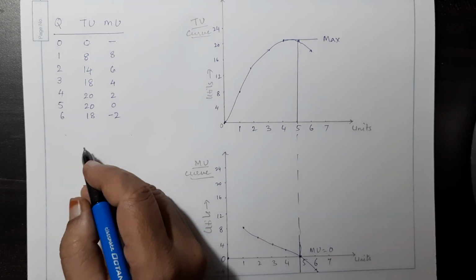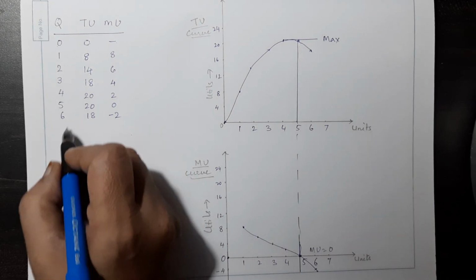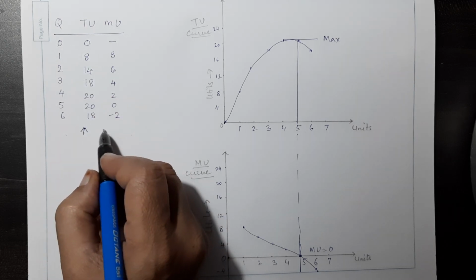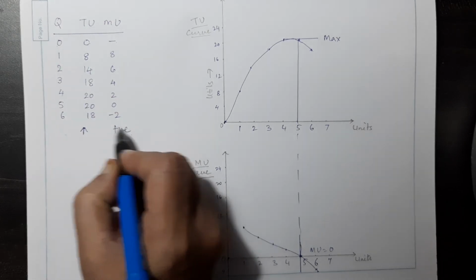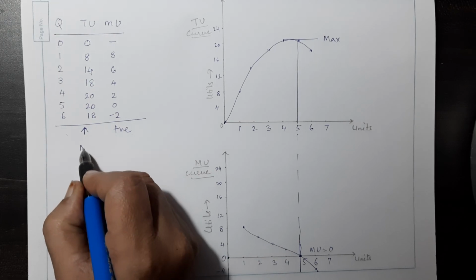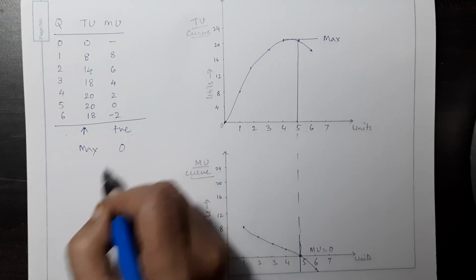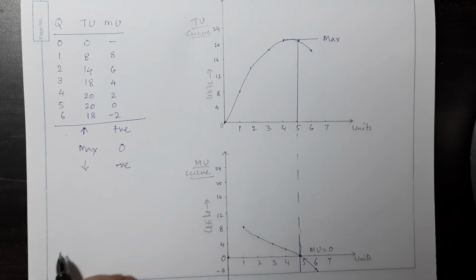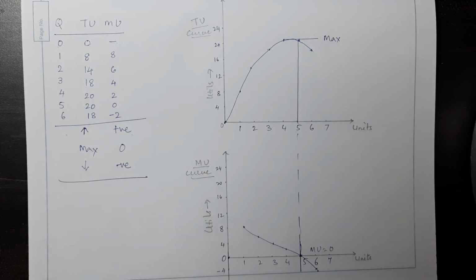So that's what we will write over here. When TU increases, MU is positive. When TU is maximum, MU is 0. And when TU starts falling, MU becomes negative. So these 3 points are very, very important for TU and MU.